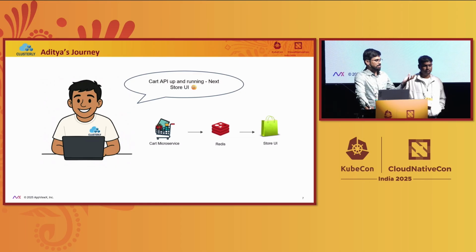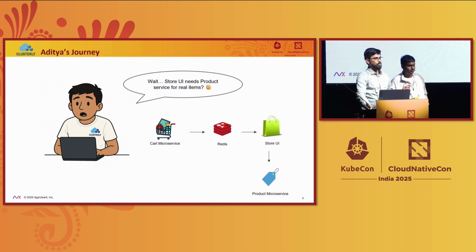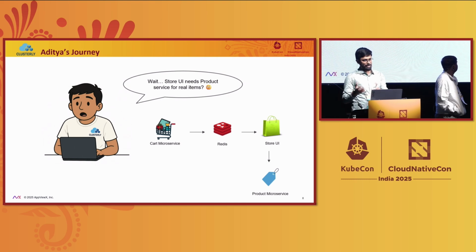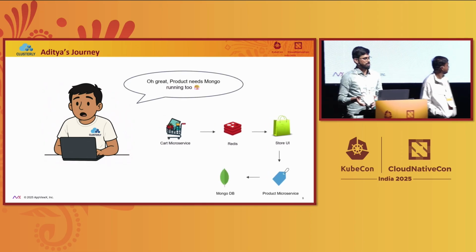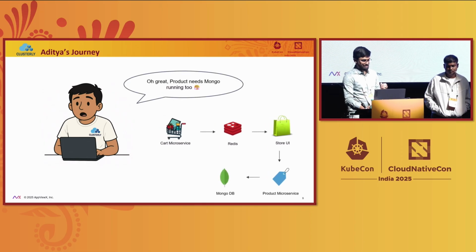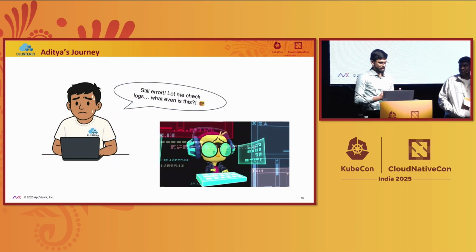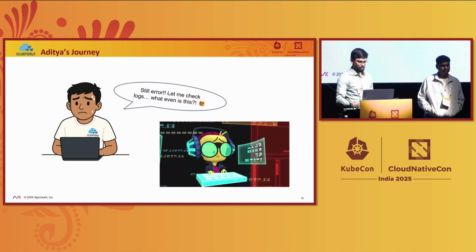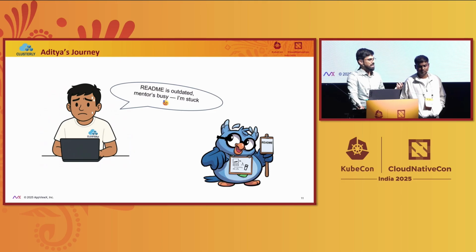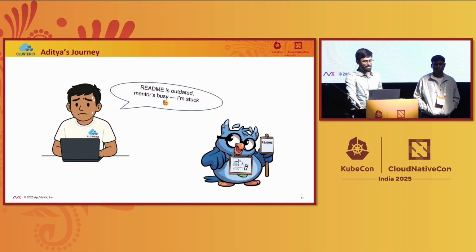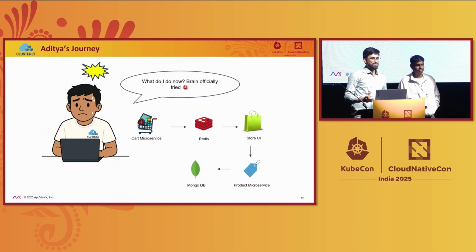He's still excited, so he brings up the next service, which is the UI front end, and now he feels that, okay, the product service is also needed, only then does the complete thing come up. But product depends on MongoDB. So now a simple journey that started fresh has become a problem for him. He's getting too many errors, he doesn't know what to do, and he's not able to get help because his mentor is also busy. Documentation, as usual, is not updated. He doesn't know what to do now, and he's totally burned out. That's it. What to do now, right?